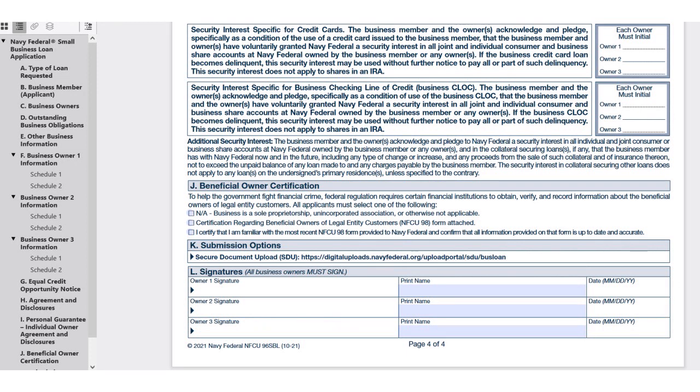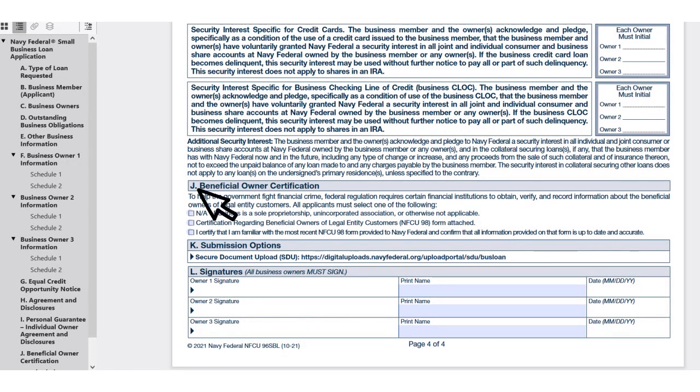Remember that Navy Fed is a, quote unquote, military affiliated credit union, and they are run as if this were a military organization. Very disciplined, very efficient, very effective. So please follow the instructions to the letter. So you want to initial, each owner must initial.